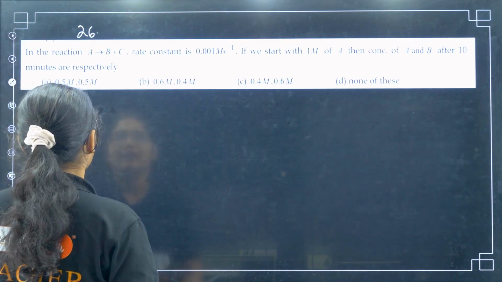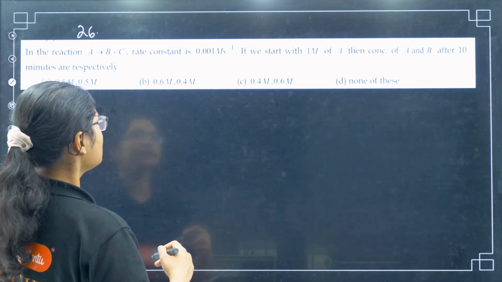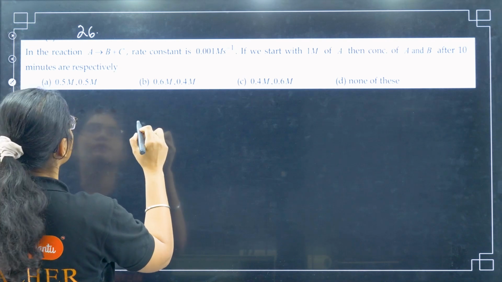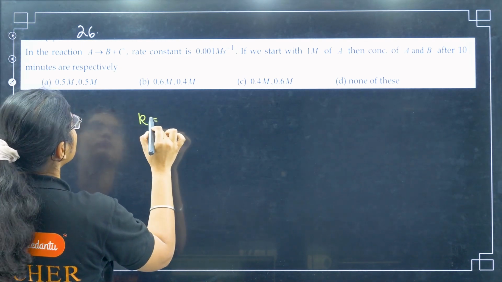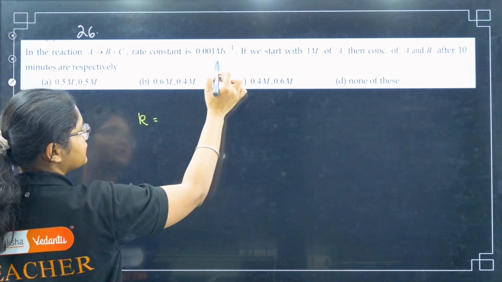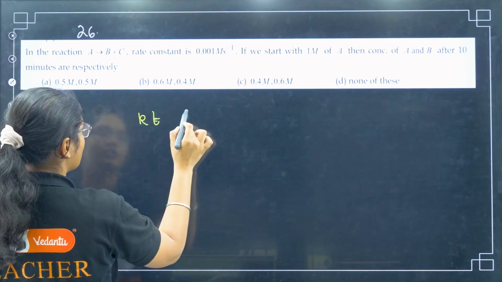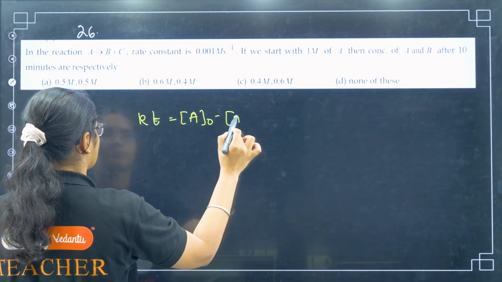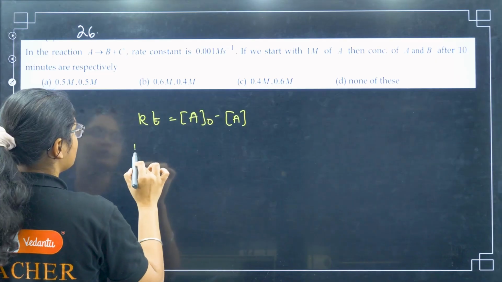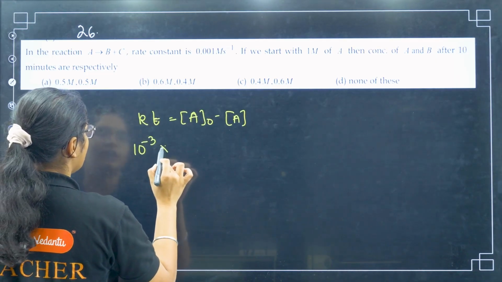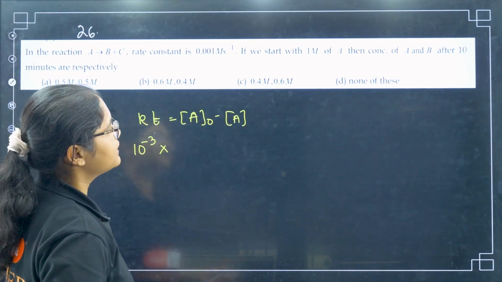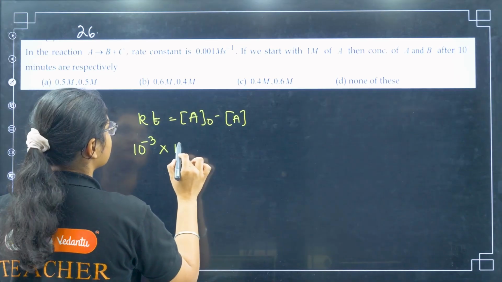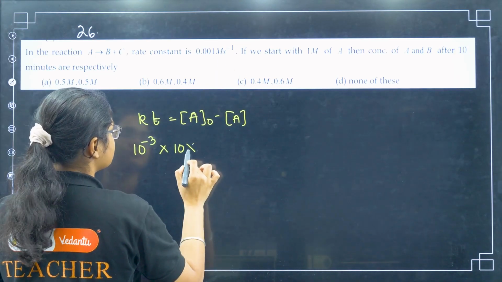Yes, in the reaction A gives B plus C, the rate constant is given. So we have this formula, K equal to, it is a zeroth order reaction, you can see from the unit. So zeroth order reaction, that is A naught minus A. So what is the K value? 10 to the power of minus 3 into time value. After 10 minutes, you must convert it into seconds, because this is also in seconds.